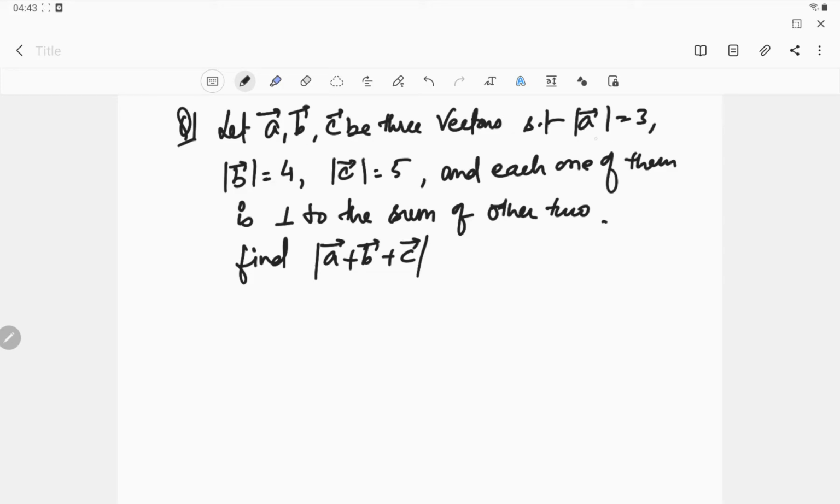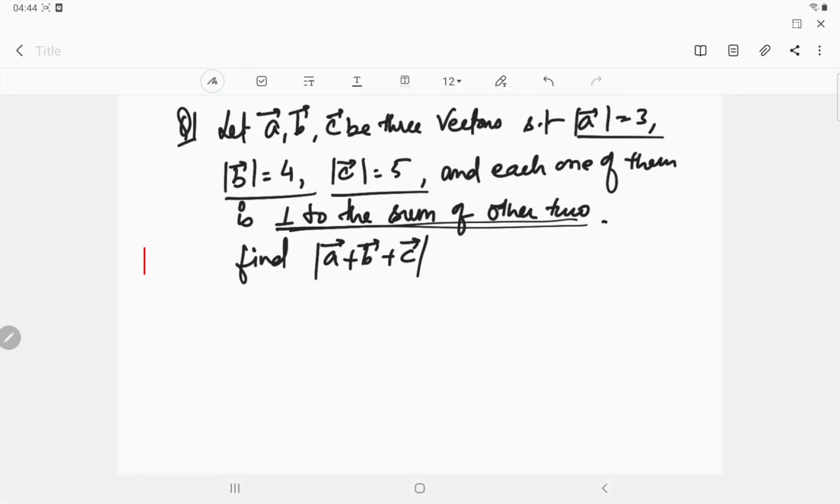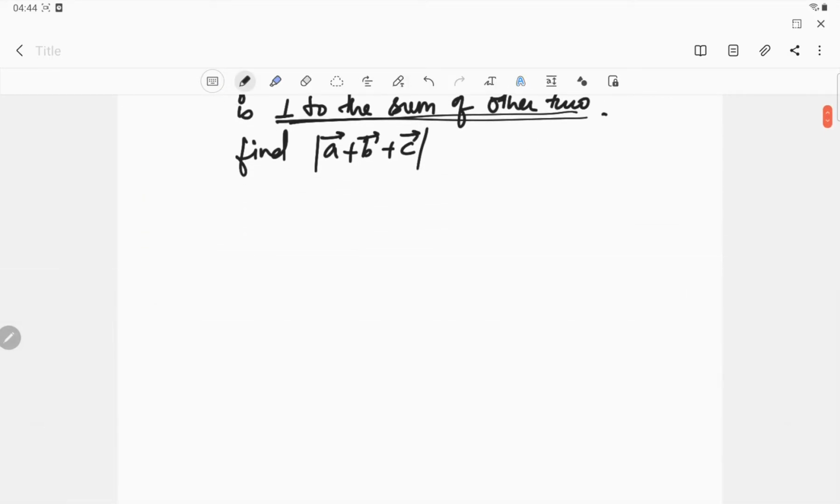It says three vectors, their magnitudes are given to us, and further each one of them is perpendicular to the sum of the other two. That means one vector, if taken, will be perpendicular to the sum of the other two, and we need to find the magnitude of A plus B plus C. For such questions where we need to find the magnitude of some vector, we usually use the properties of dot product. And moreover, it is given that it is perpendicular to the sum of the other two vectors, so somewhere it is indicating the usage of dot product.